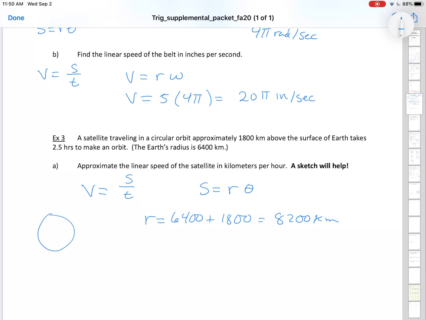Again, here's the Earth, here's the orbit. In order for this to make sense, it's got to be a full circle, so that's where we're getting the 6,400 and the 1,800 added together to get out to that orbit. So there's a good visual of it.